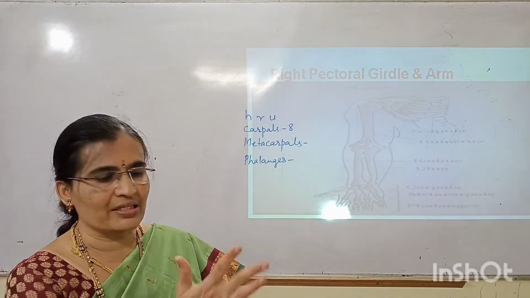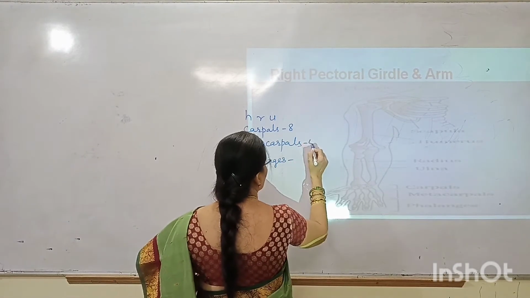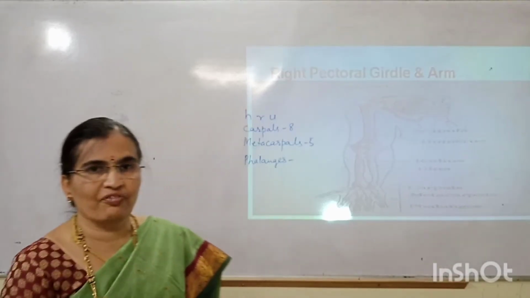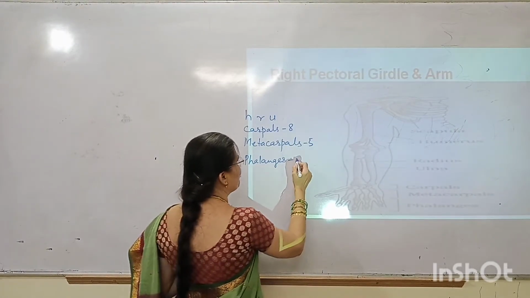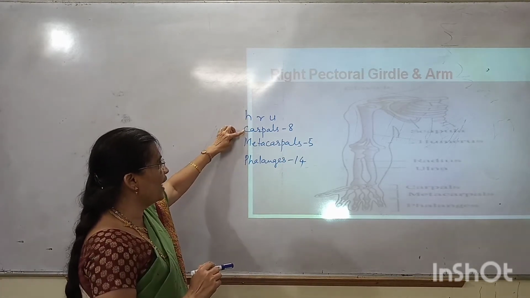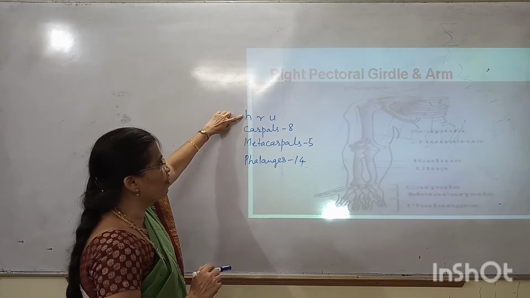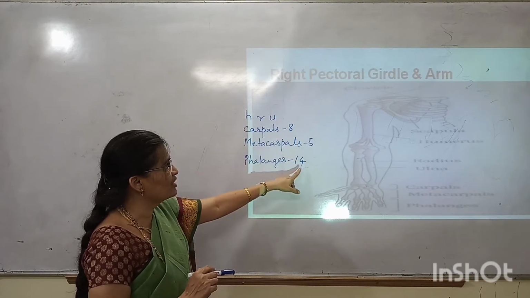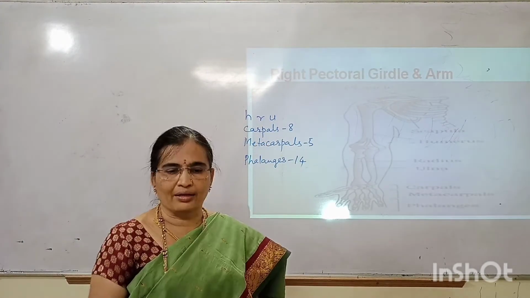Then metacarpals, palm region. How many bones are there? 5 are there. Then the phalanges, that is digits. Here how many bones are there? 14 bones. So carpals 8, metacarpals 5, phalanges 14. And apart from that, humerus, radius, ulna. So you can calculate how much it will be. Totally 30.